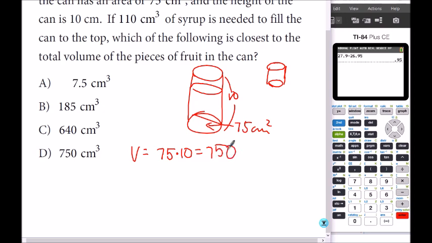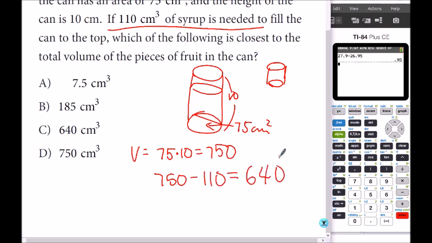And they said 1/10 of the syrup is needed. So then you do 750 minus 110. So then you get 640 for the fruits. C.